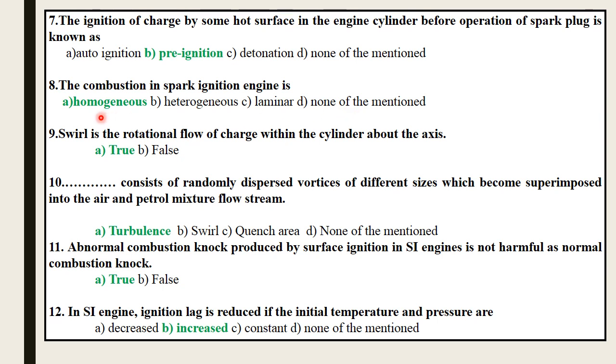Next, the combustion in spark ignition engine is homogeneous, heterogeneous, laminar, none of the mentioned. So the correct option is homogeneous. As we know, in a conventional SI engine, the air fuel mixture is prepared externally in the carburetor. So this uniform air fuel mixture is supplied to the engine cylinder, and hence the combustion is homogeneous. So the correct option is A, homogeneous.